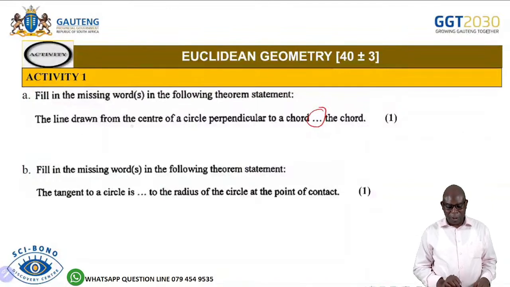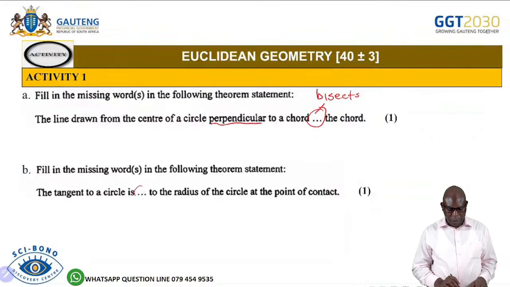It says the line drawn from the center of the circle perpendicular to the chord. The keyword that we have underlined is perpendicular to the chord, and the other keyword here will be bisect the chord. So those are the 2 keywords in theorem number 1: perpendicular, bisect.